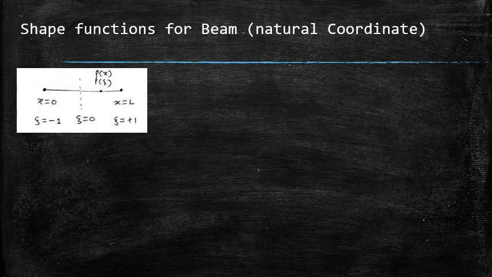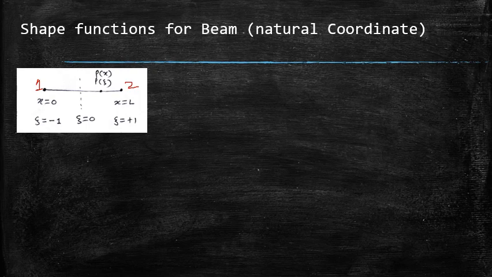In previous discussion, our coordinate system was a local coordinate system in which the x-axis used to run along the length of element, where at local node number 1, x was equal to 0, and at local node number 2, x was equal to L. So over the length of element, x used to vary from x equal to 0 to x equal to L.